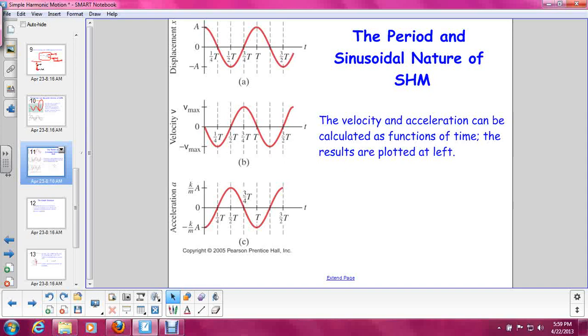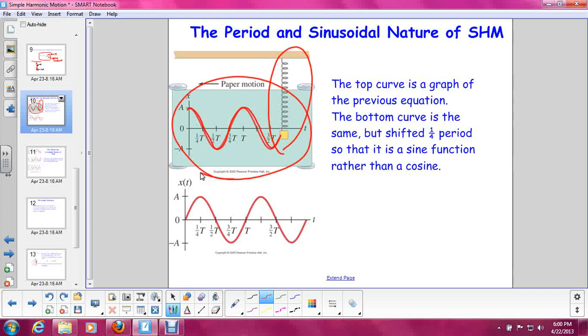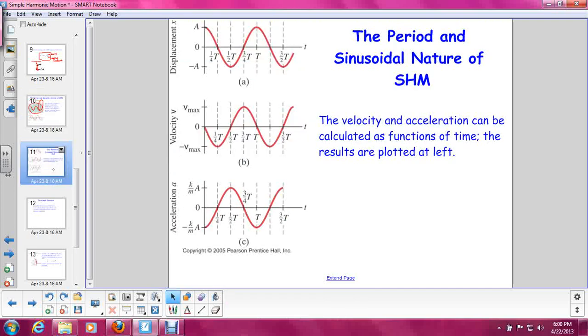Now, it's kind of interesting because we can plot displacement, or how far we move that object from equilibrium, through a sine wave, just like in this picture. This top graph right here shows us displacement, or where the object was at a given time. But from that, we can also figure out how fast it was moving at a given time and its acceleration.